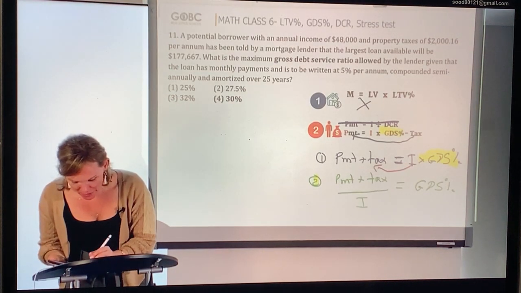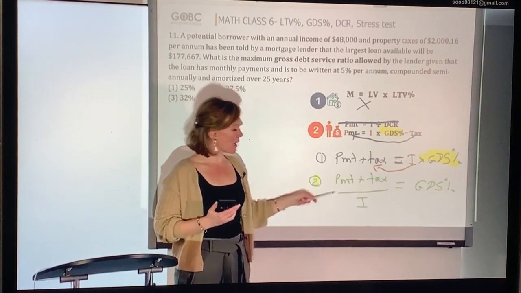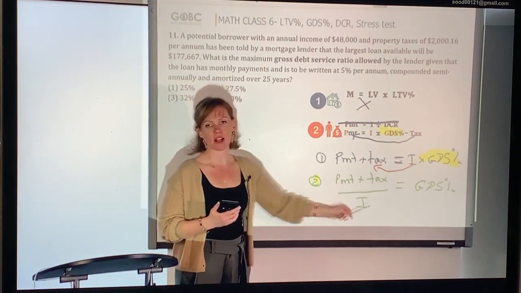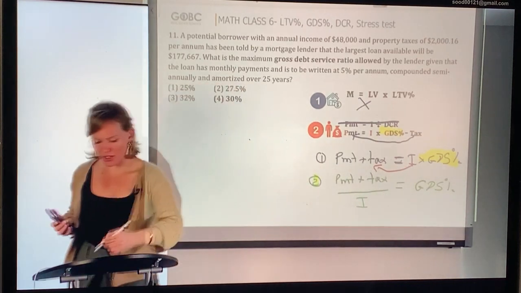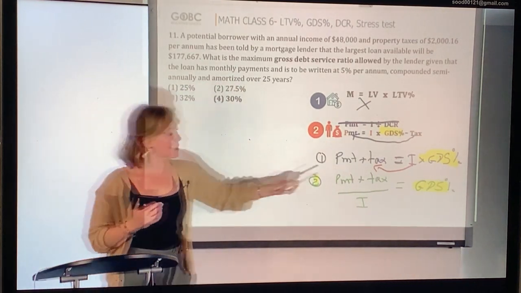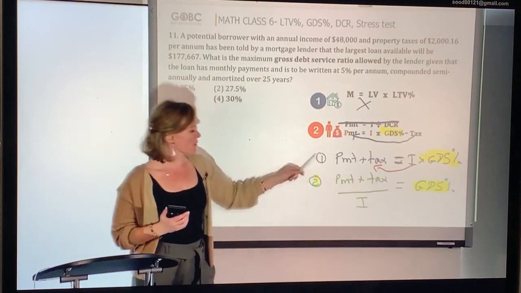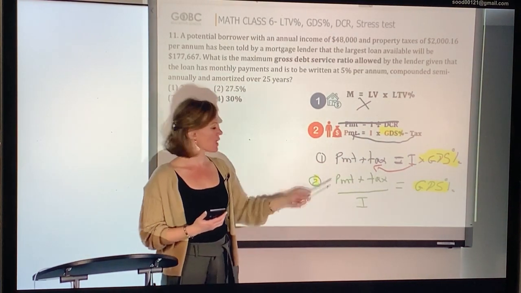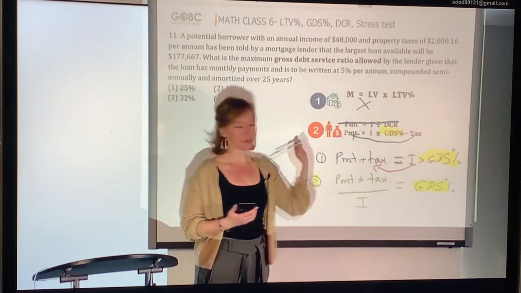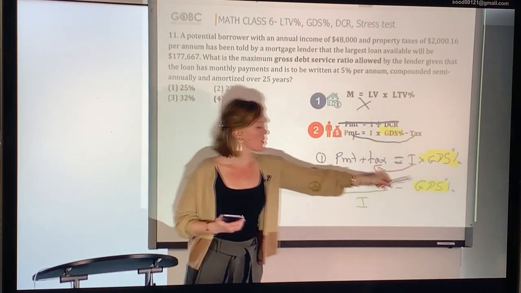This is what I'm doing right now. I'm moving my income to the other side, so that my line like this is divide. So payment plus tax divided by income. And that's it. Now my GDS is on its own, and that's what I want. If I'm looking for GDS, everything has to be on the other side of the equals, and GDS has to be by itself. So we convert it in two steps. First, plus and minuses: you move them with the opposite sign. And because this income was multiplied, you convert it as divide.